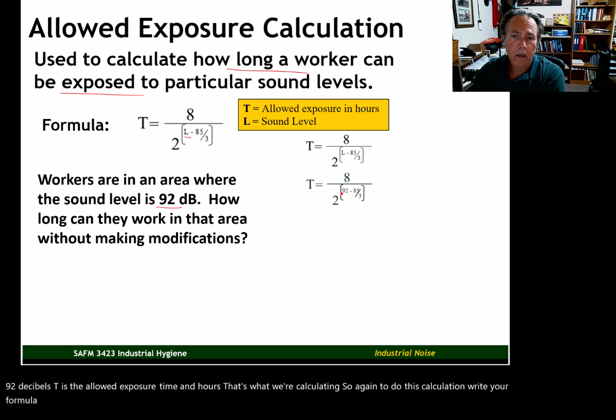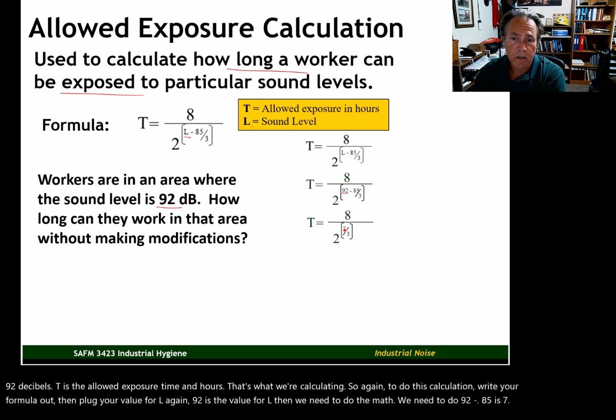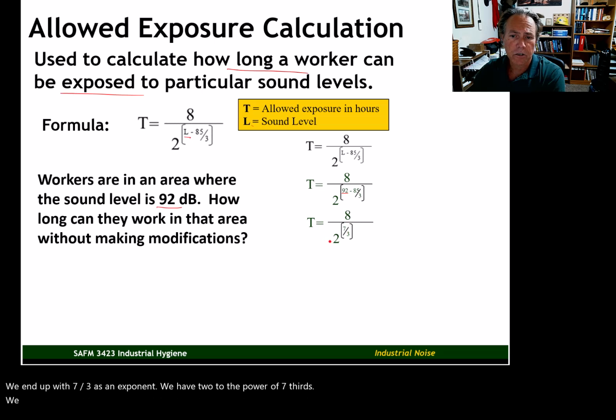So to do this calculation, write your formula out. Then plug your value in for L. Again, 92 is the value for L. Then we need to do the math. We need to do 92 minus 85, which is 7. We end up with 7 over 3 as an exponent. We have 2 to the power of 7/3. We do that calculation, 2 to the power of 7/3.